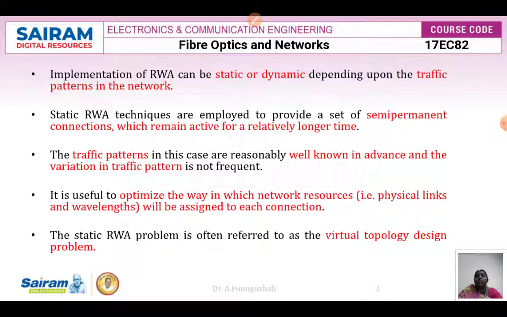Here your implementation of the routing and wavelength assignment problem can be a static one or a dynamic one, depending upon the traffic patterns which are going to be in the network. First we will see the static routing and wavelength assignment techniques. In static routing and wavelength assignment, we are going to have semi-permanent connections which remain active for a relatively longer time. In this case, the traffic patterns are well known in advance, and the variation in traffic pattern is not going to be frequent.